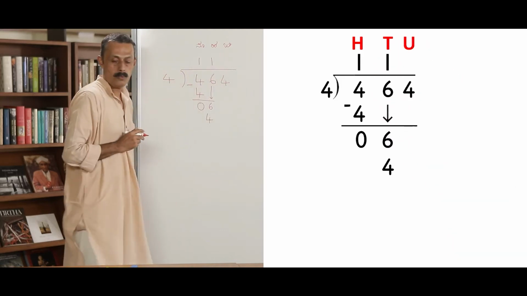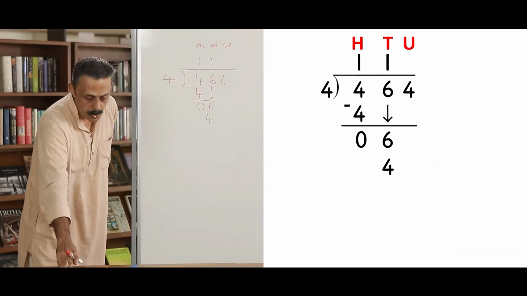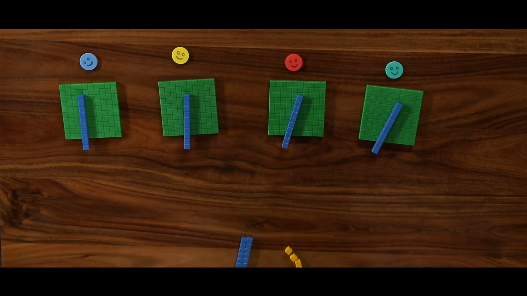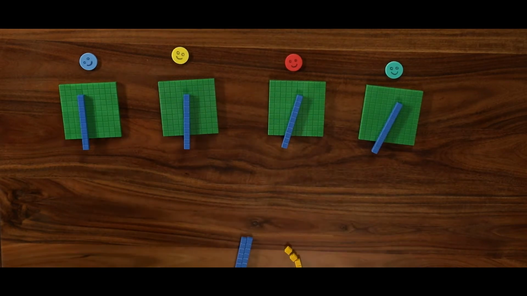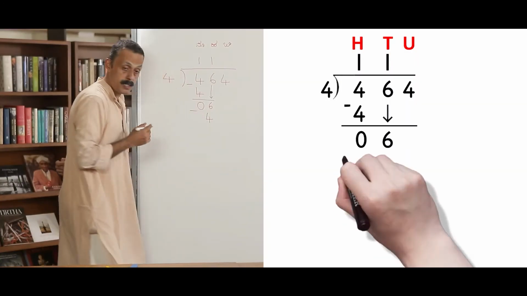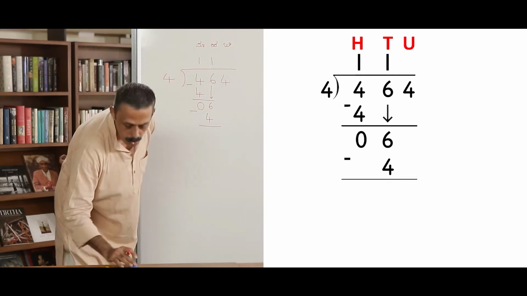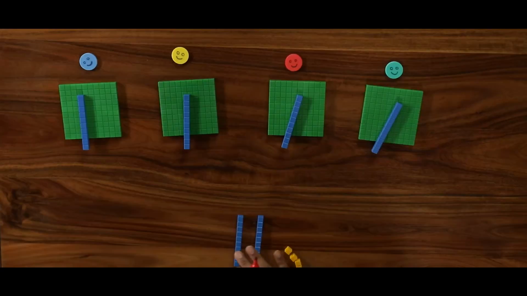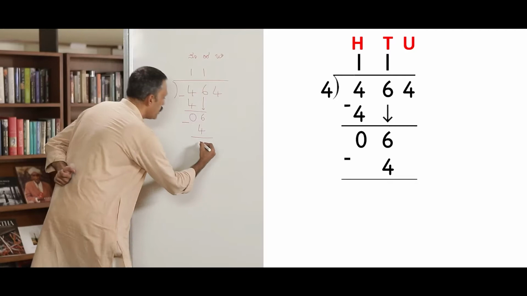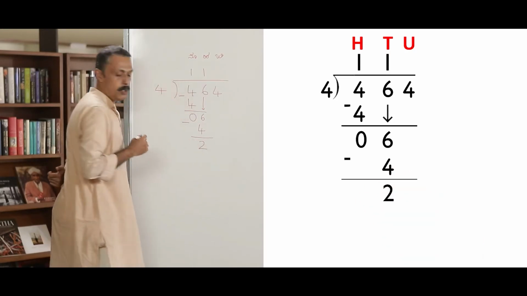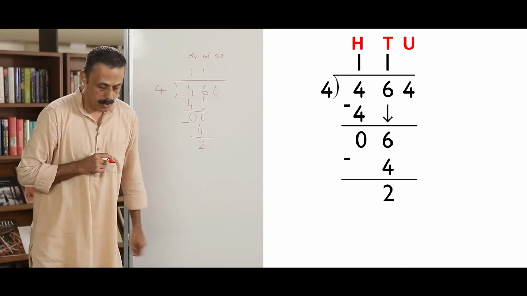How many tens did each get? Each got 1 ten. Isn't it right? Each has got 1 ten. Of the six tens I had, four tens are given out. Therefore, I have to subtract. When I subtract, how many tens are left? 1, 2. So I have two tens left.